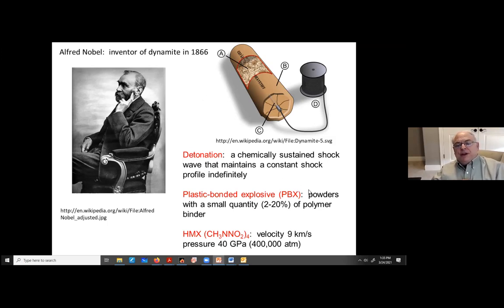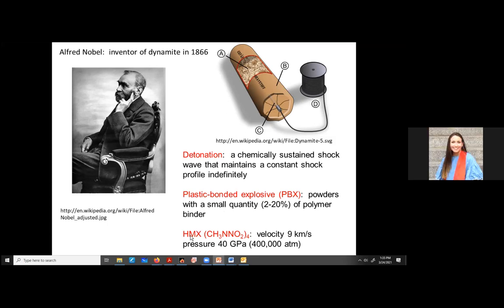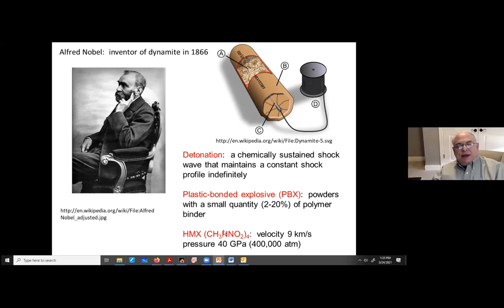Most explosives in current use are called plastic bonded explosives. And what they are is they're powders. So if you want to think of a lot of explosives, you could think of sugar as being a good surrogate, and glue. Okay, so if you imagine taking some sugar and a little glue, you have something the consistency of a plastic explosive. And one of the ones I'll talk about today is HMX, which is the most powerful one in wide use. And it has a detonation velocity of 9 kilometers per second, which is about Mach 33. And it produces a pressure of 40 GPa.